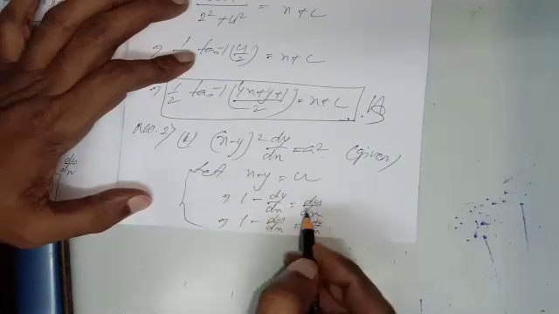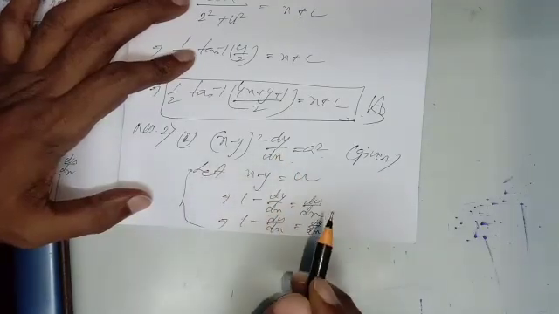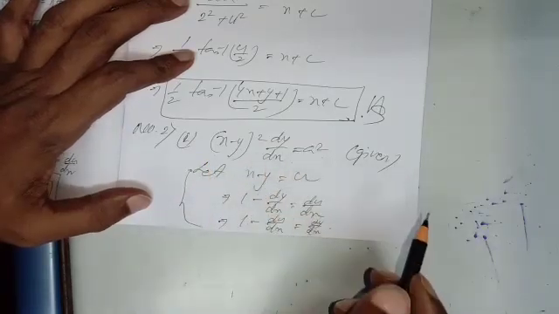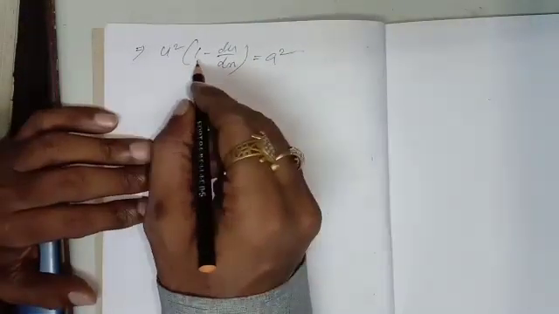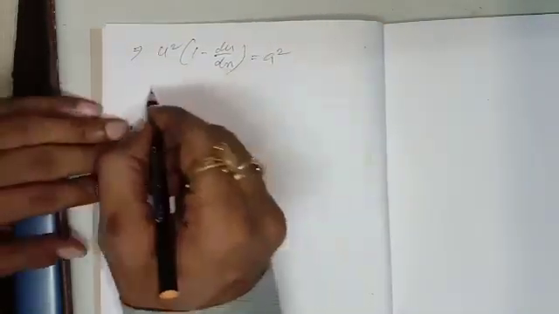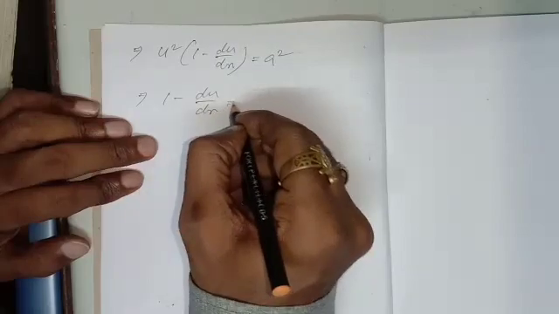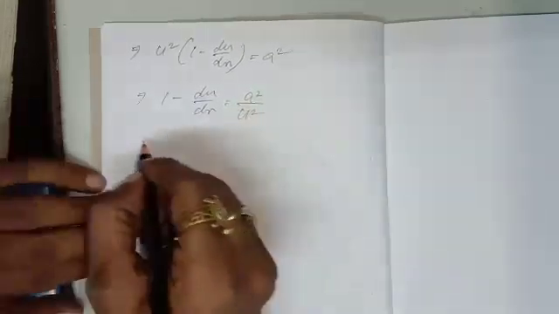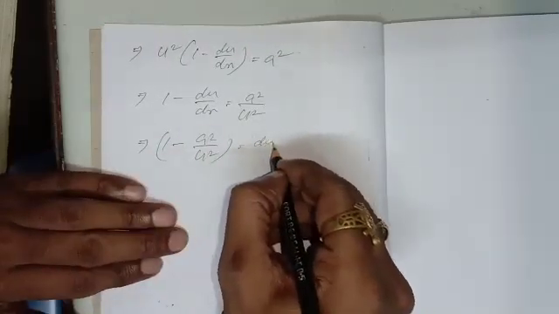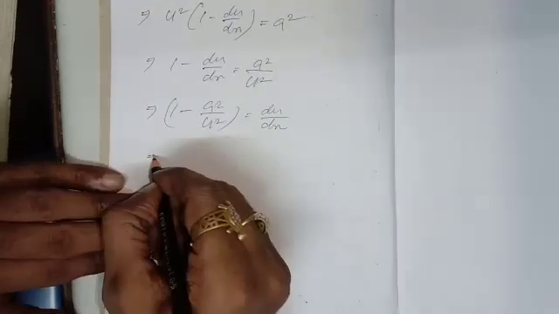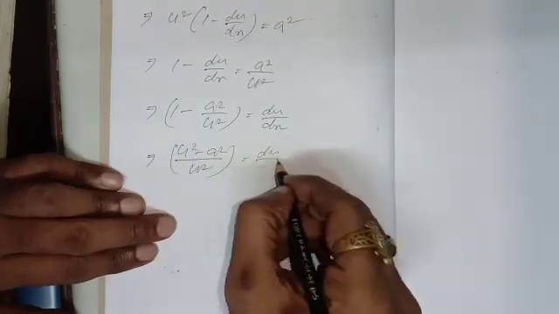And you have to substitute the value of dy by dx as 1 minus du by dx, and this will be u square. That means u square into (1 minus du by dx) is equal to a square. After that you divide by u square. 1 minus du by dx is equal to a square by u square. After that, 1 minus a square by u square is equal to du by dx. This will become (u square minus a square) by u square is equal to du by dx.